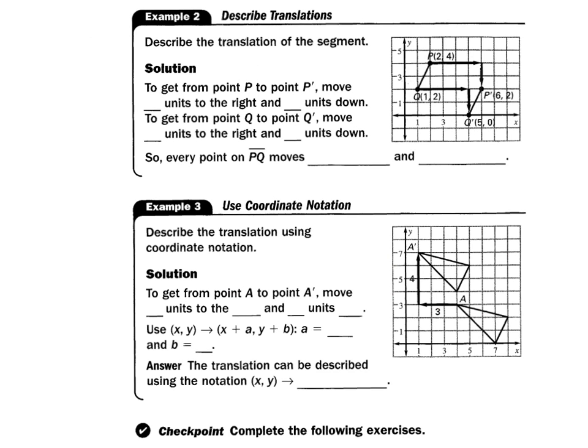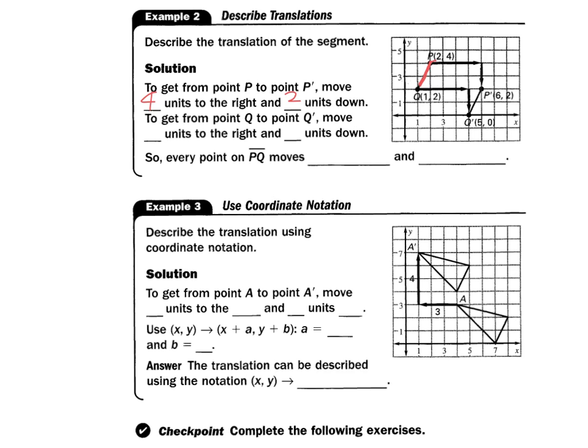Let's look at this example here. It says, describe the translation of the segment. And the segment is PQ, which is right here. And it also gave us the coordinates for both P and Q, (2, 4) and (1, 2). So let's look at P. To go from P to P prime, we need to move the point 4 units to the right, and then 2 units down, right?